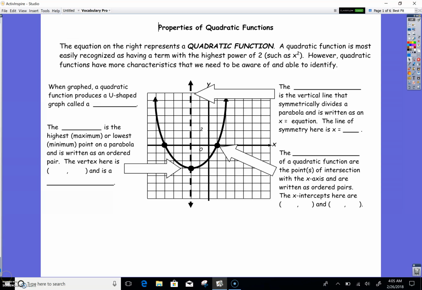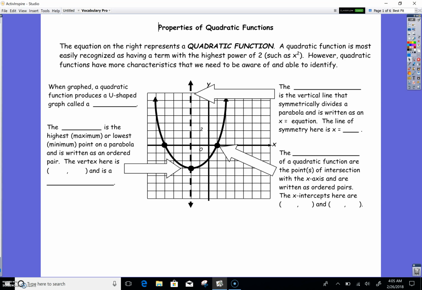Right, we're going to start with quadratic functions. A quadratic function is when the highest power is 2. That means x squared. However, quadratic functions have more characteristics that we need to be aware of and be able to identify. So first thing that we need to know is quadratic functions, the graph looks like a U.